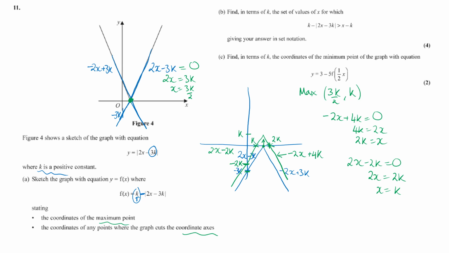We've got the cut to the y-axis at 0, minus 2k. Cuts the x-axis at k, 0 and 2k, 0.